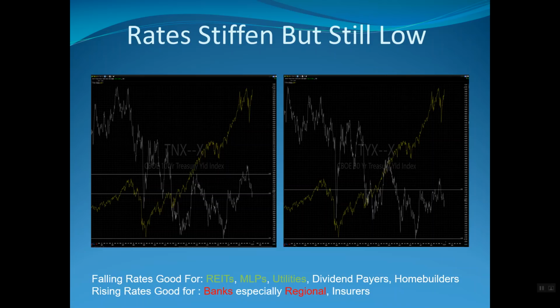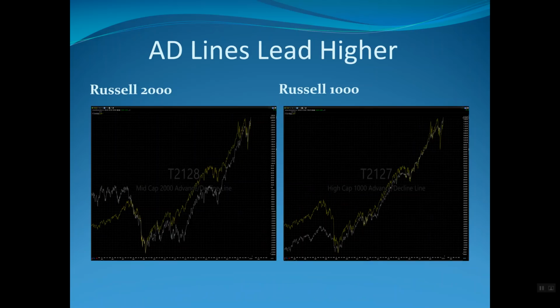We're back in the happy zone. And perhaps the rates are going to start to slowly drift higher. The Fed's taken a more neutral stance, and perhaps that may abate some of the flattening of the curve concerns. The AD lines remain at new highs, both on the 2,000 and the 1,000 small and big stocks.